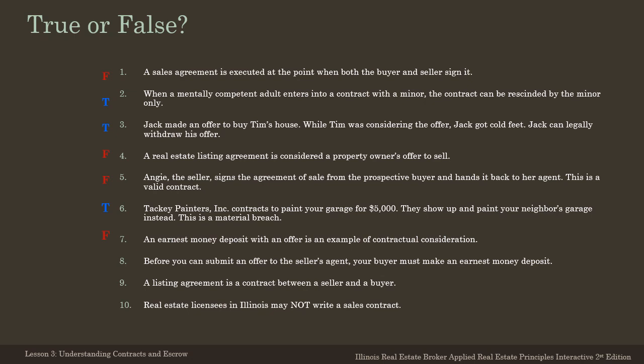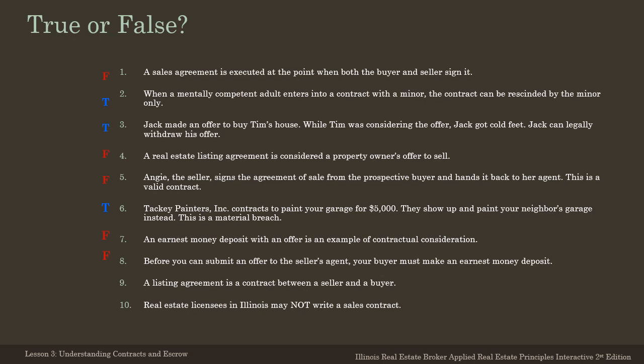Eight. Before you can submit an offer to the seller's agent, your buyer must make an earnest money deposit. No. As we said, earnest money is often used in most residential real estate and probably commercial real estate transactions, but it's not necessary to have a valid agreement without earnest money. It's customary, not required.